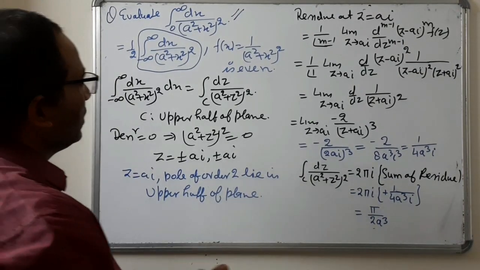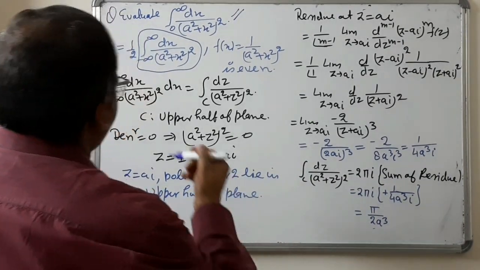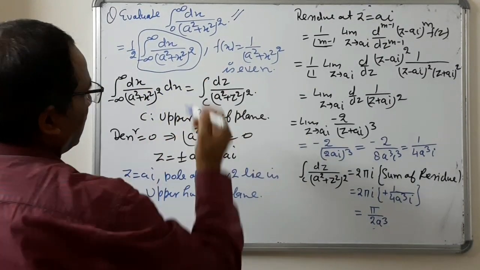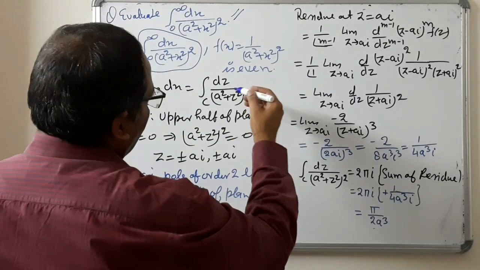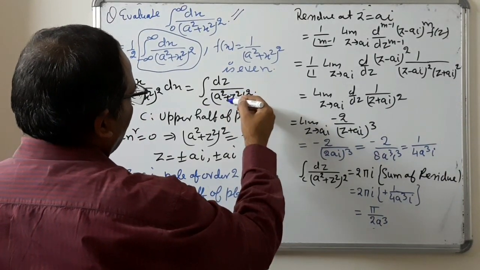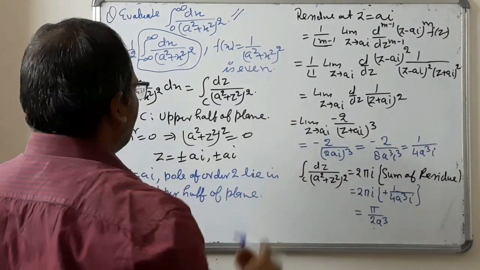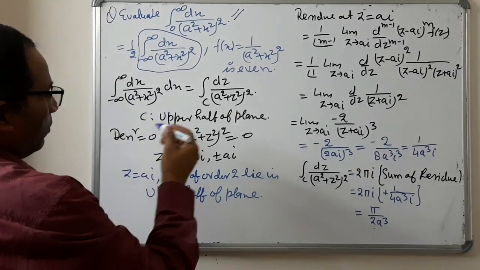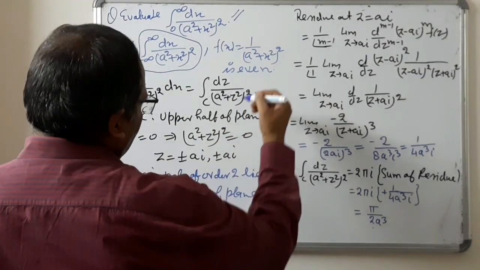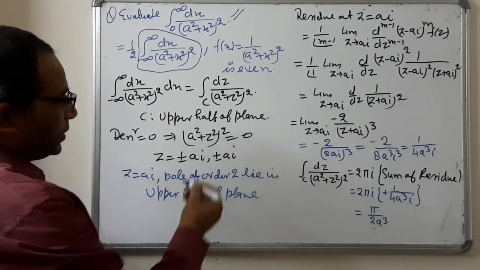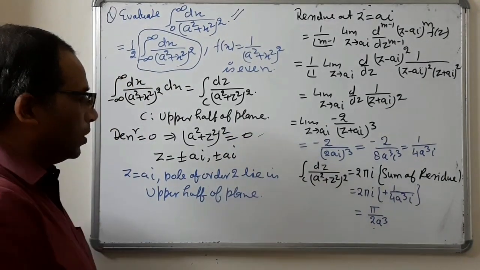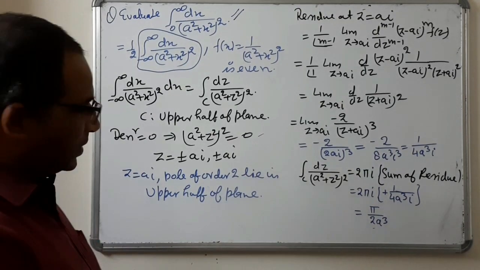Now as we just discussed earlier, we can write the integral from minus infinity to infinity of dx upon (a square plus x square) whole square, dx will be equal to the integration over C of dz upon (a square plus z square) whole square, where C is the upper half of the given plane. So for finding the solutions of this one, put the denominator equal to 0, (a square plus z square) whole square equal to 0, we get z equal to plus minus ai and plus minus ai.